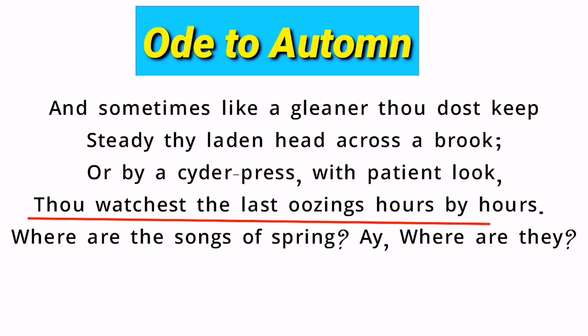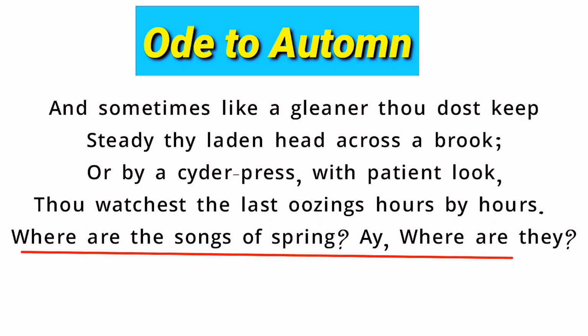Thou watchest the last oozings hours by hours. The speaker imagines autumn watching the last drops of juice oozing out of the apples. The word oozings suggests that the juice is slowly coming out, and the phrase hours by hours suggests that autumn is watching for a long time.